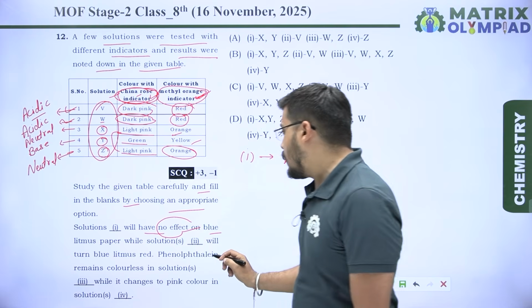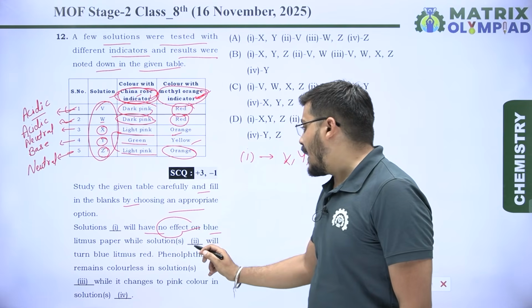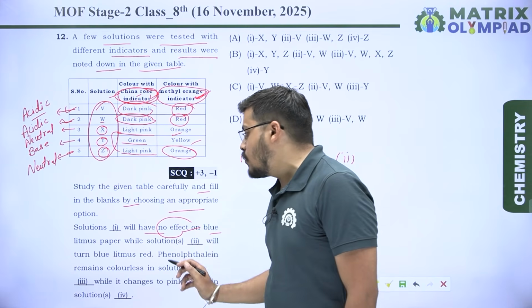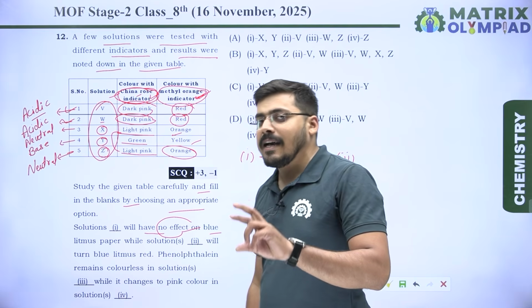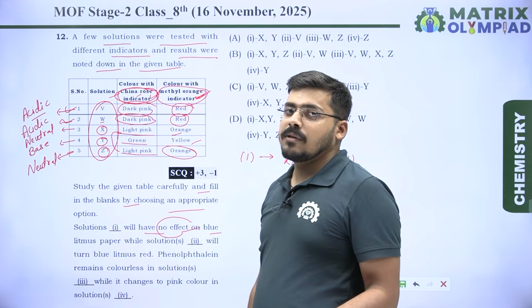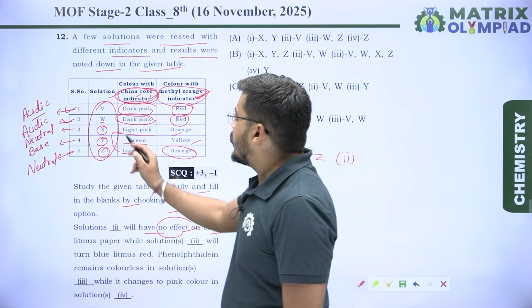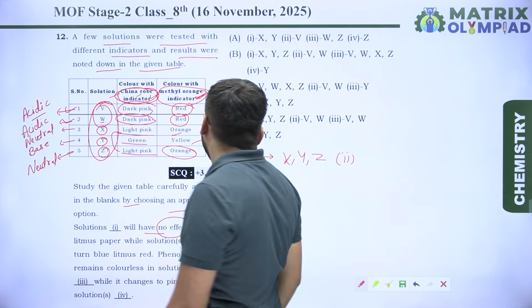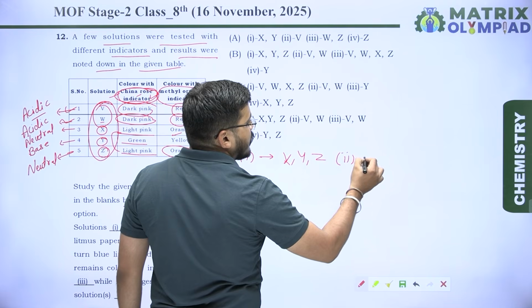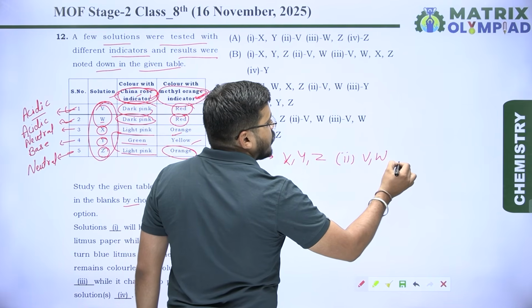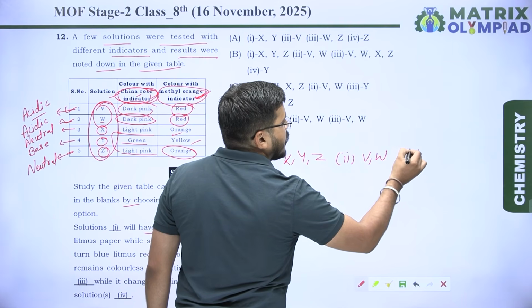In the second blank, the solution that turns blue litmus red is acidic, as we know very well that an acidic solution turns blue litmus into red color. Therefore, the answer is V and W. So in the second blank, the answer is V, W. Let's move to the third blank.